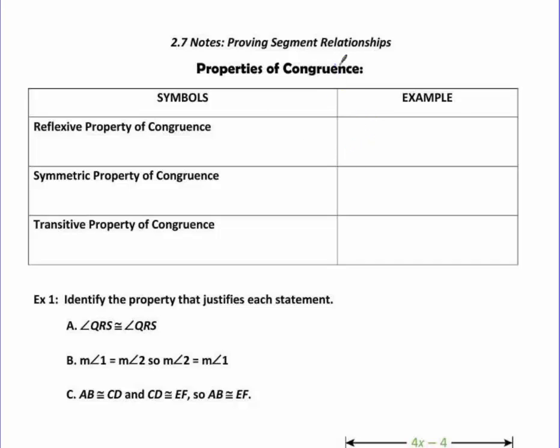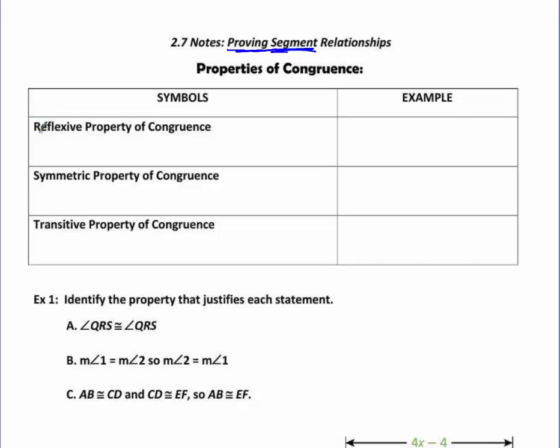All right, so we've made it through our algebraic proofs and we're going to start doing our first geometric proofs. And just like when we started geometry, we started with segments. We are going to start with proving things about segments. So the first thing we need to do is talk about a couple of properties of congruence. These are going to sound very similar to properties of equality, except that instead of an equal sign, we're going to use a congruent symbol.